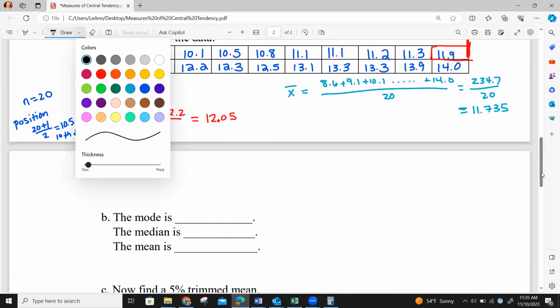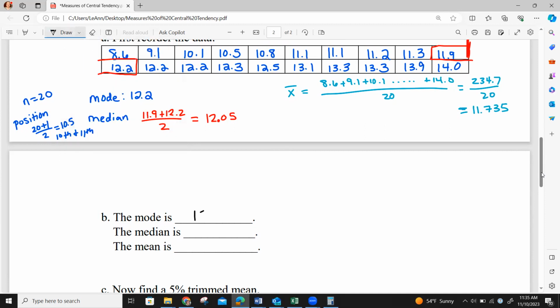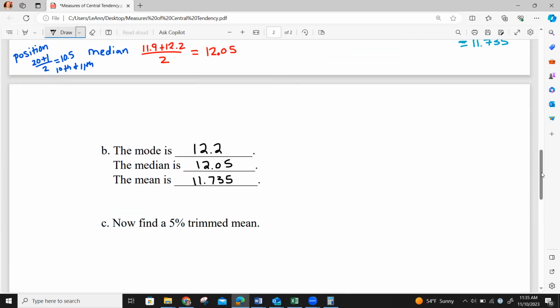Then we can do the trimmed mean of this group. So we had a 12.2, 12.05, and 11.735. Now let's find a 5% trimmed mean. Okay, so how do you find a trimmed mean?